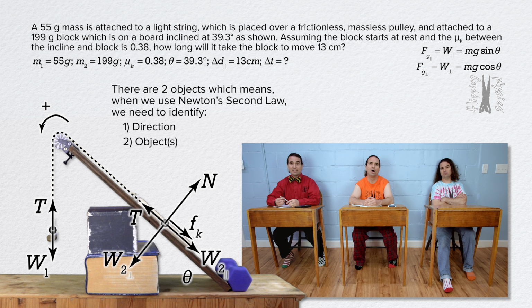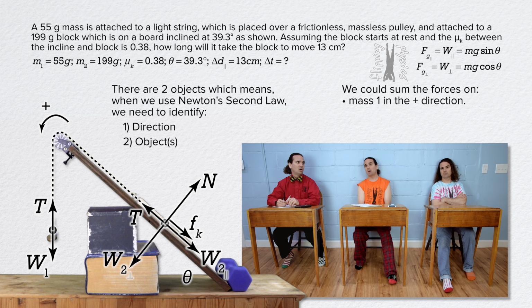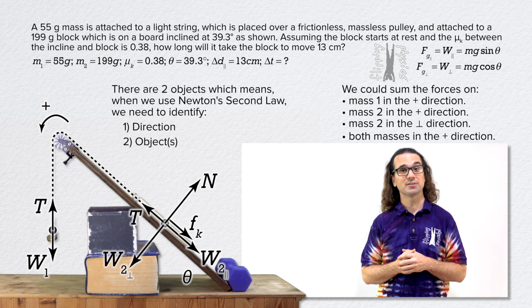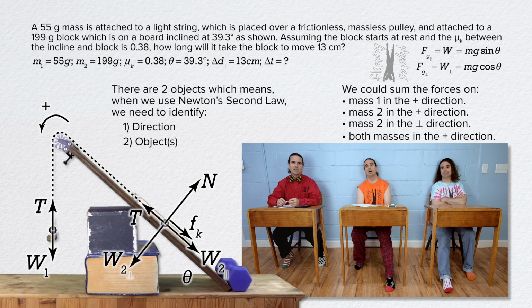Okay. We need to identify the object or objects we are summing the forces on and the direction. You could sum the forces on mass 1 in the positive direction. Or you could sum the forces on mass 2 in the positive direction. Or you could sum the forces on mass 2 in the perpendicular direction. Or you could sum the forces on both masses in the positive direction. Wow. Yeah. Exactly. Lots of choices. Billy? Okay.